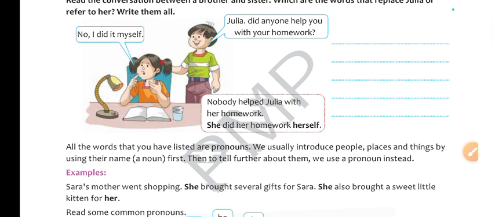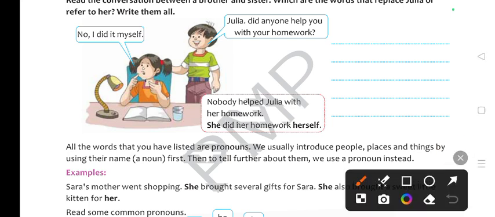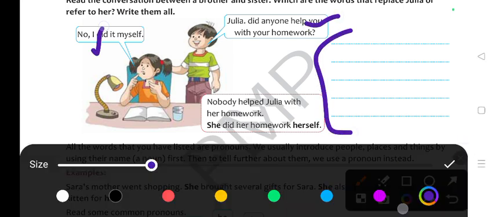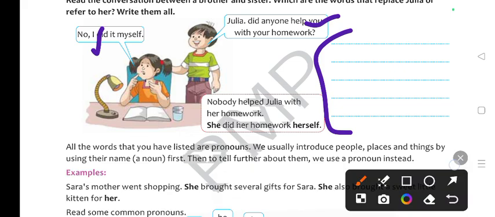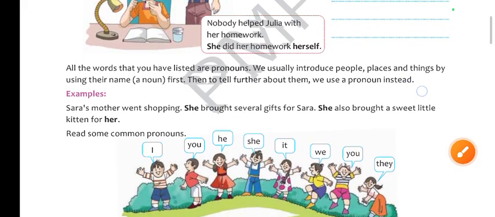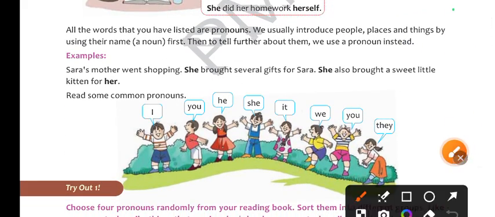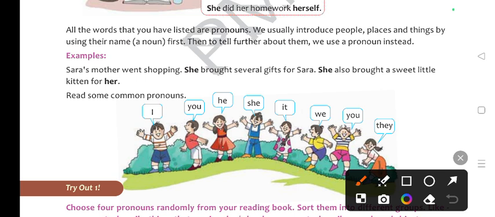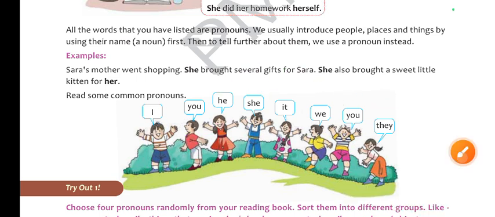आपको क्या करना है? आपको जो भी pronoun इसमें use हुए हैं वो आपको इस given blank में लिखना है. For example, you, I, and then it's she. These are the pronouns which you are supposed to write. Fine. All the words that are listed are pronouns, like I, you, he, she, it, we, you, they. So these are pronouns.